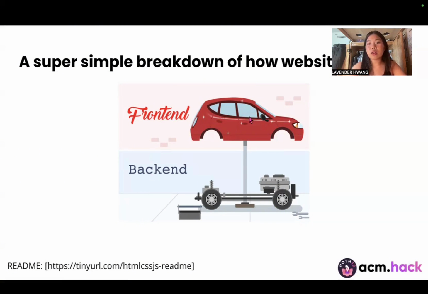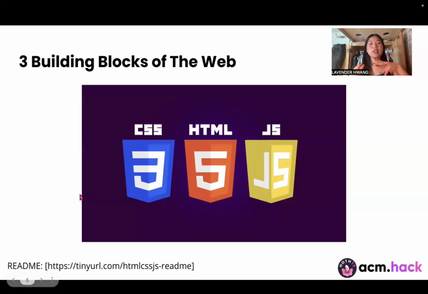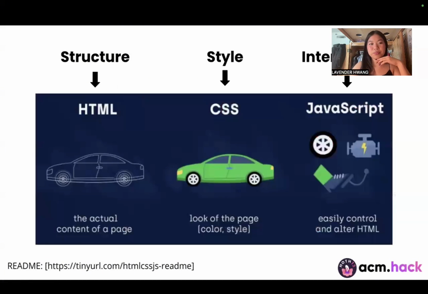So in this instance, the car, right? You need the engine, you need the wheels for the actual car to run, but you can't necessarily see everything working together to do that. In this workshop, we're only going to focus on the front end because HTML, CSS, and JavaScript are meant for the front end. JavaScript can be used on the back end too, actually, but in this workshop, we're just going to focus on its front end applications. You could think of these three as the building blocks of the web. Every website needs them, and they work together.